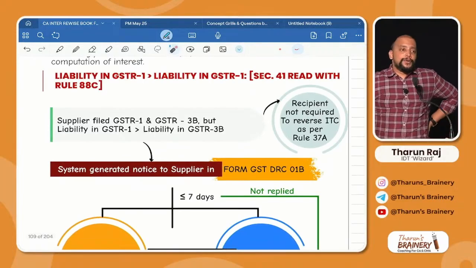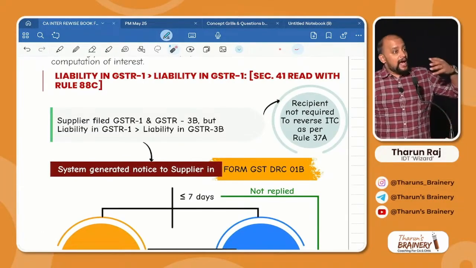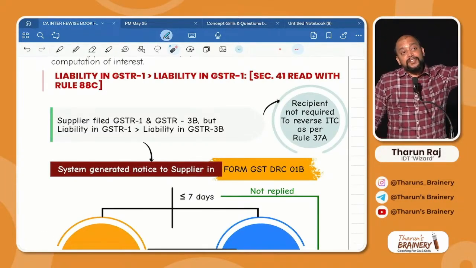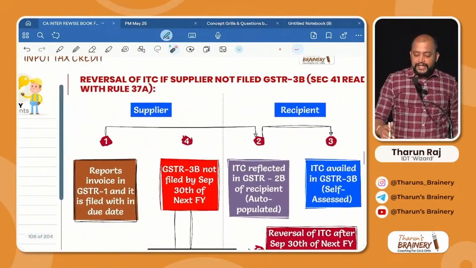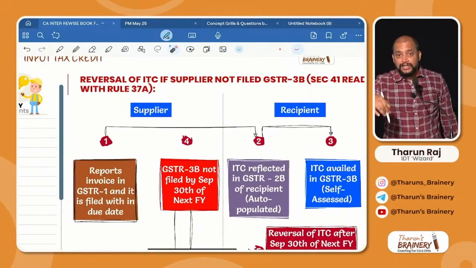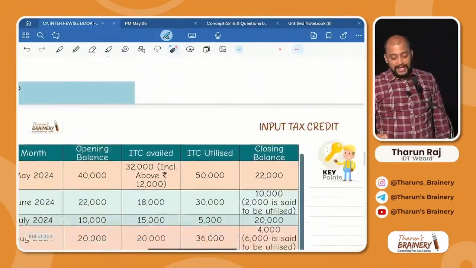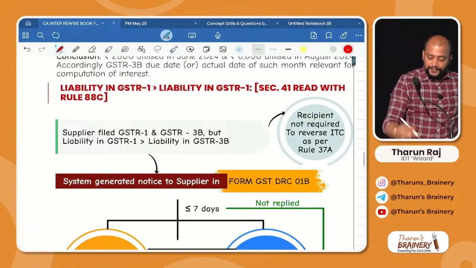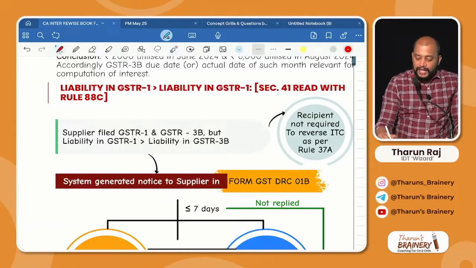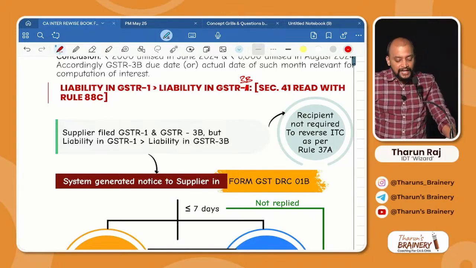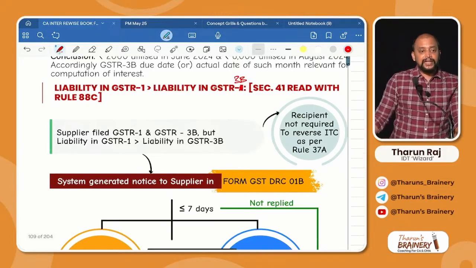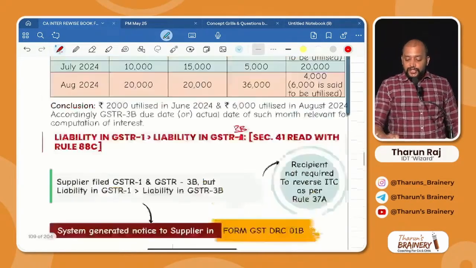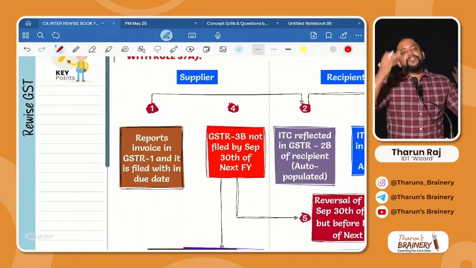What will our supplier do? He will file 3B. If our supplier is not filing 3B only, this is torture. Yes or no? Suppose the supplier filed 3B, but there is a mismatch: liability in GSTR 1 is greater than liability in GSTR 3B. Kindly note, liability in GSTR 1 greater than liability in 3B. Then what will happen? This above rule will not come, because he filed 3B.